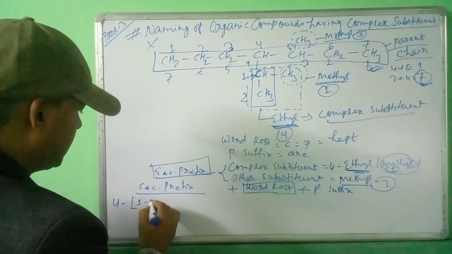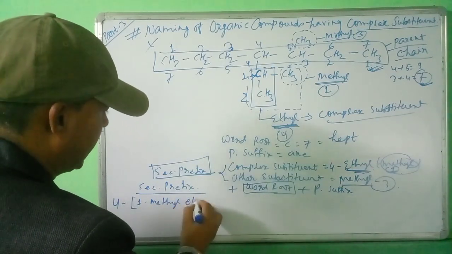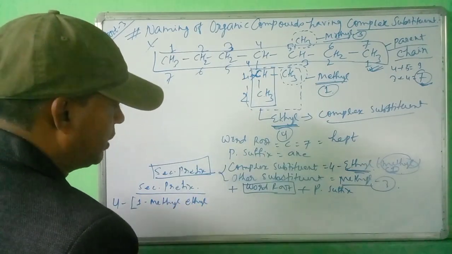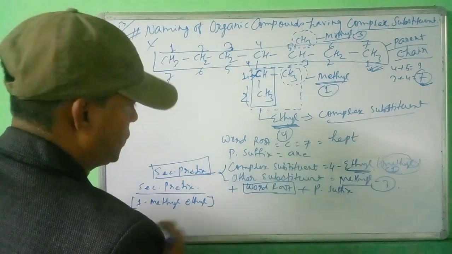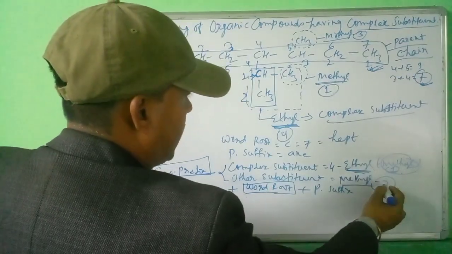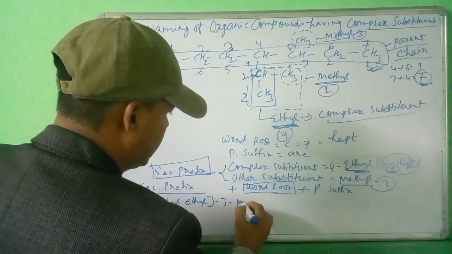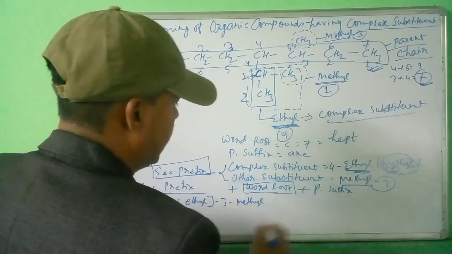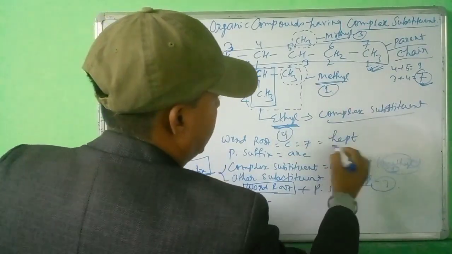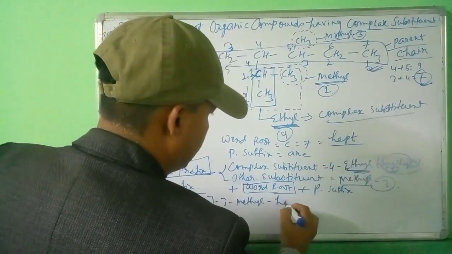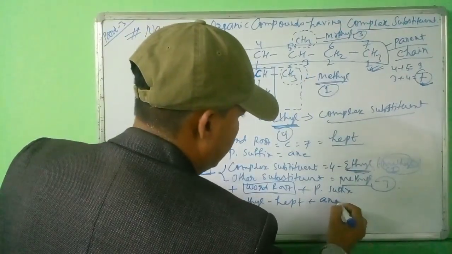So 1 methyl ethyl. Okay, 1 methyl ethyl. Then bracket closed. Position of this methyl, so dash 3 methyl. Okay, then dash. What is the word root? Hept is the word root. Here hept is the word root. So here the hept plus carbon single bond ANE.